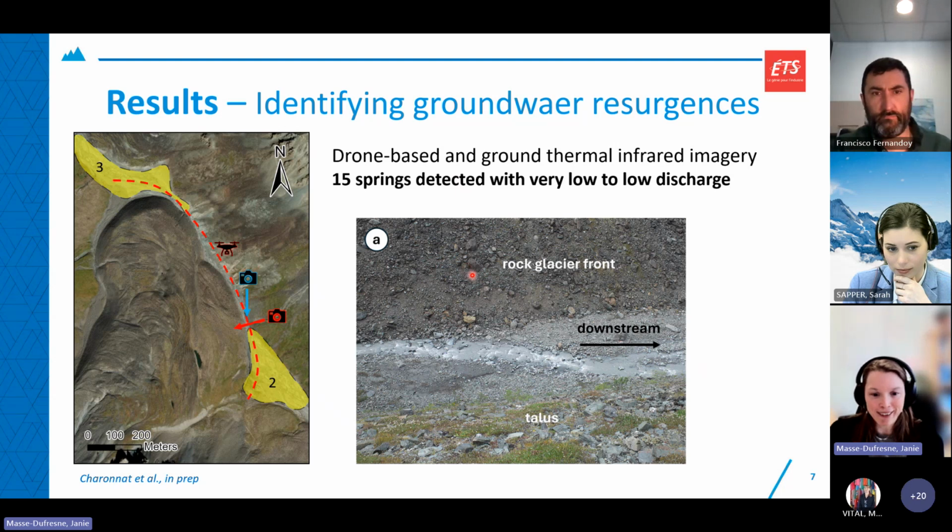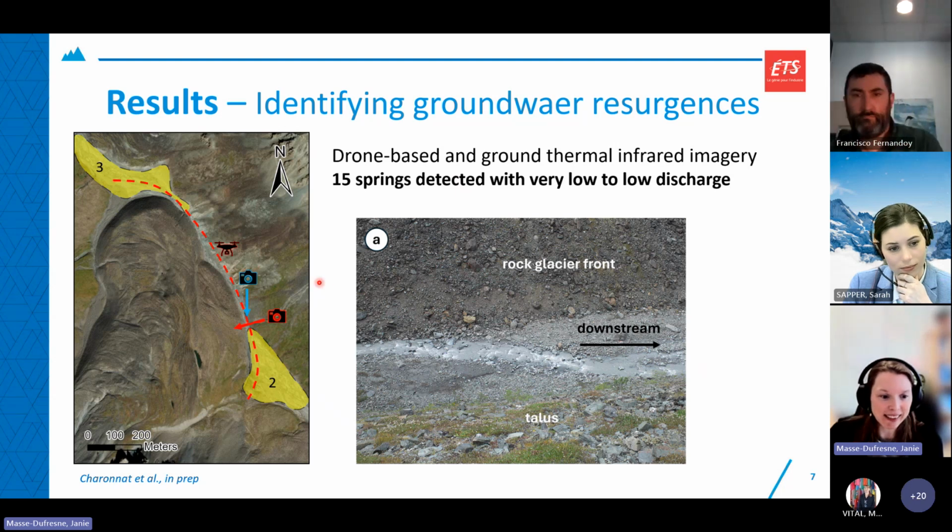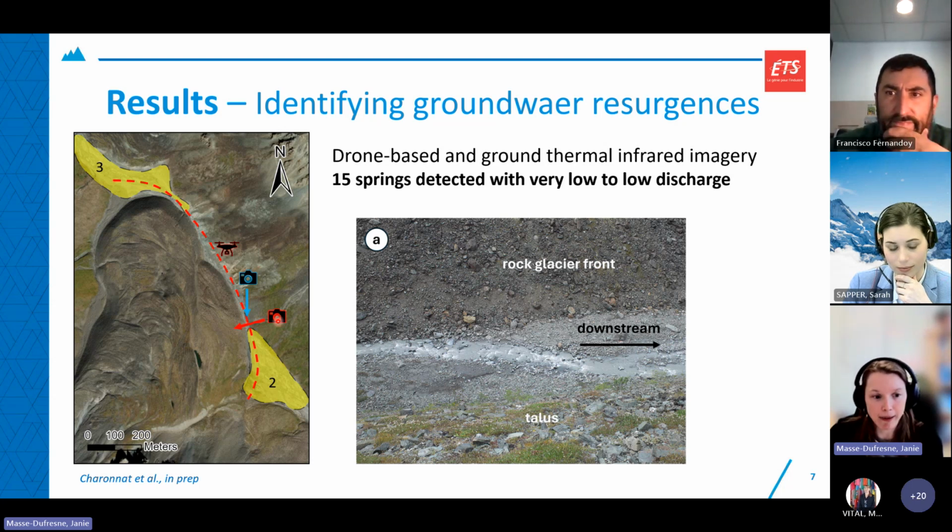So going a bit more in detail there, we've been flying drones over this valley and installing some cameras to record the temperature, or actually using some thermal infrared imagery. And doing so, we've been identifying a few springs here along the front of the rock glacier with very low discharge.